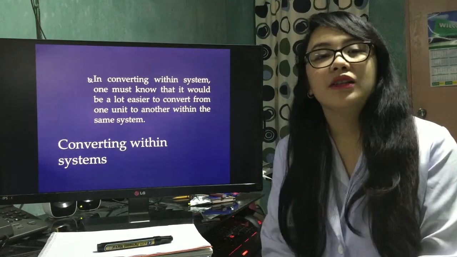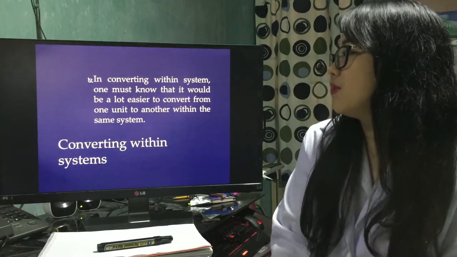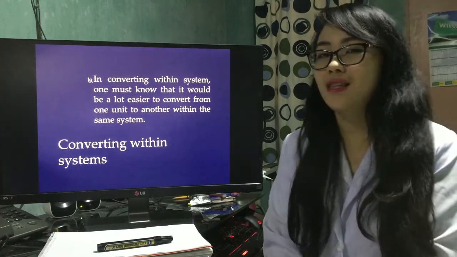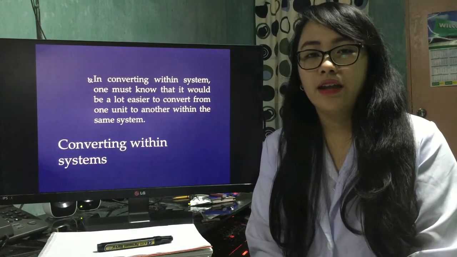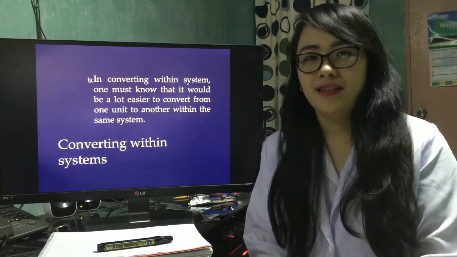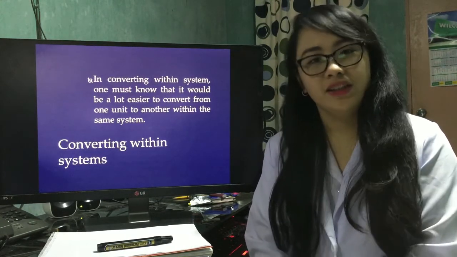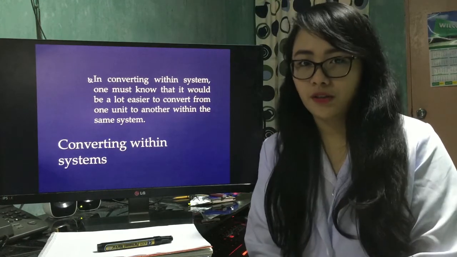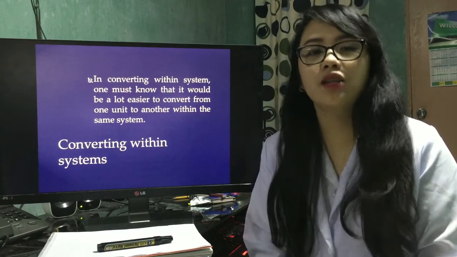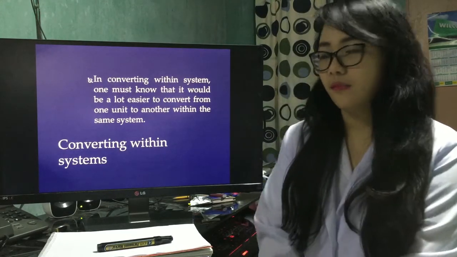Now, let's talk about converting within systems. In converting within systems, one must know that it is a lot easier to convert from one unit to another within the same system. In converting, we use dimensional analysis or unit calculation. One must know the metric equivalents, called conversion factors, because they are essential and are used to change between units and always have a value of 1.